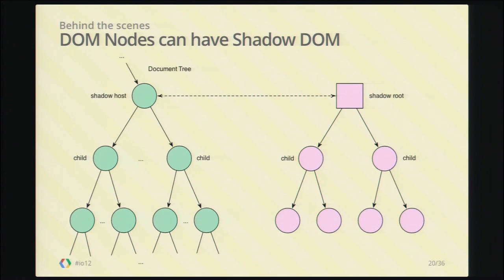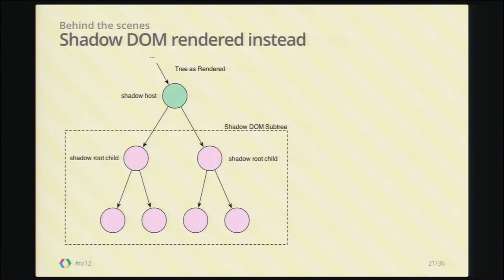So the ShadowDOM allows you to associate a special subtree with every DOM element. And then this subtree, you can build and create divs and all kinds of things inside of it. But then when it's rendered, you actually see the shadow subtree rendered instead of the contents of the element that you associated with. Okay, so let me go over this one more time.